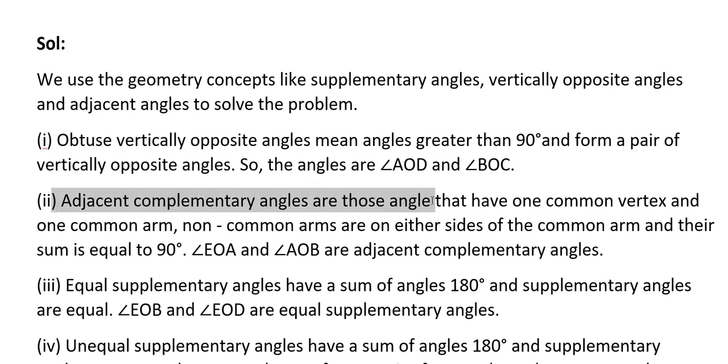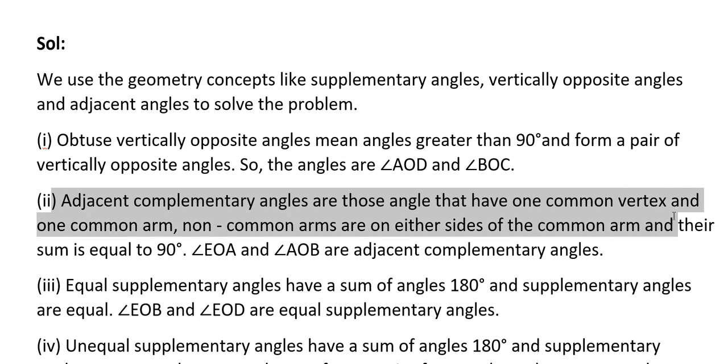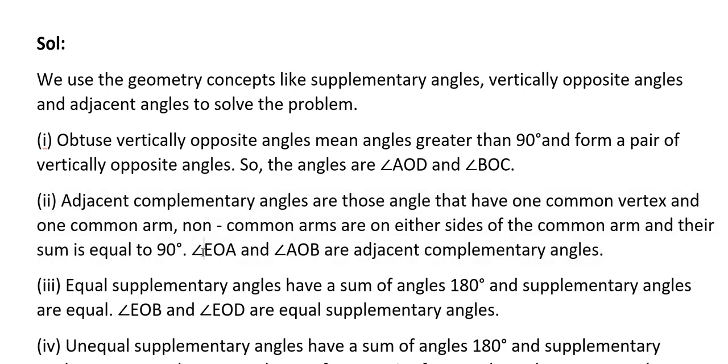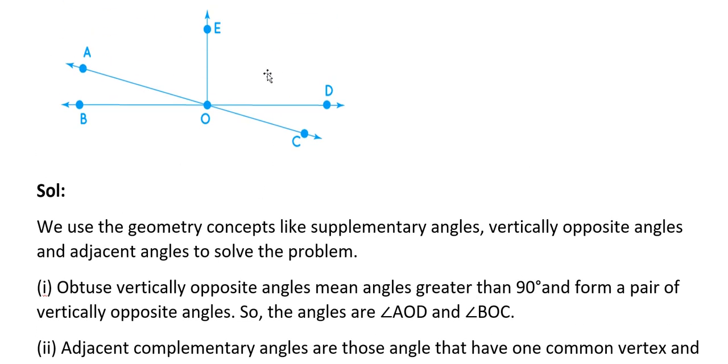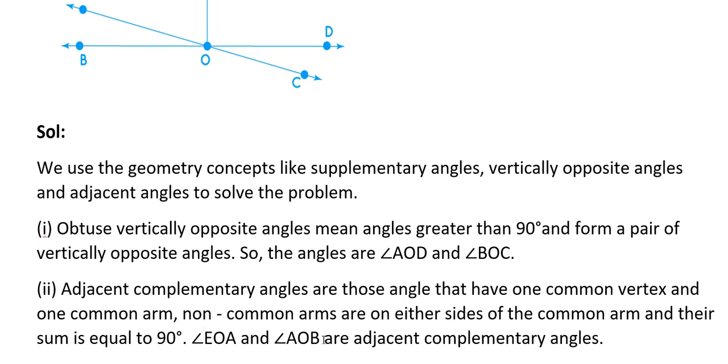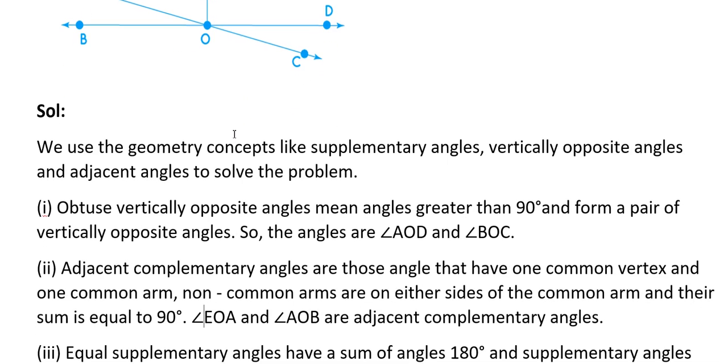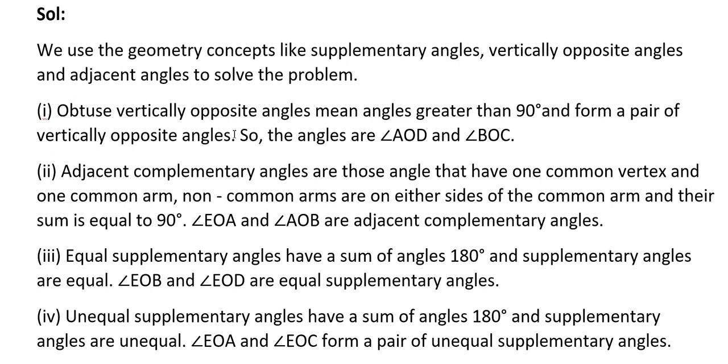Adjacent complementary angles are those angles that have one common vertex and one common arm, with the other arms on either side of the common arm, and their sum is equal to 90 degrees. That is angle EOA and angle AOB. They are adjacent complementary angles. These two add up to 90 degrees.